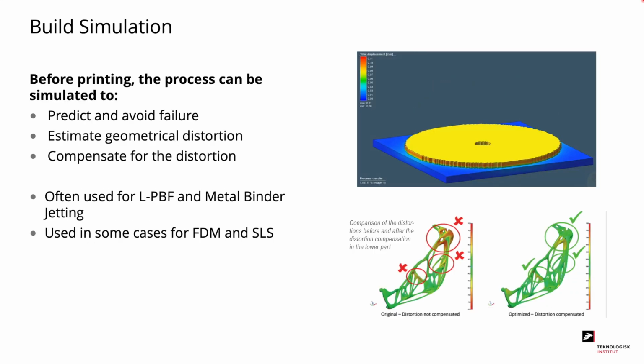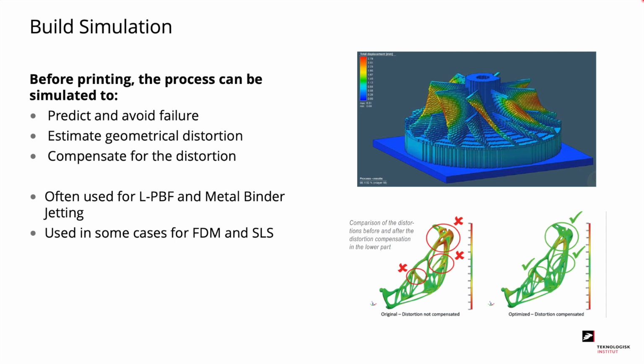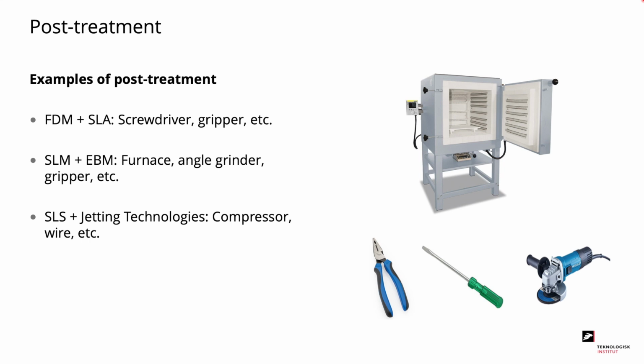Before printing, you can simulate the whole printing process. You do this to predict and avoid failure during printing and to estimate geometrical distortion, and you can even use it to compensate for the distortion. Build simulation is often used for laser powder bed fusion and metal binder jetting, but also in some cases for FDM and SLS. After printing, we need post-treatment.